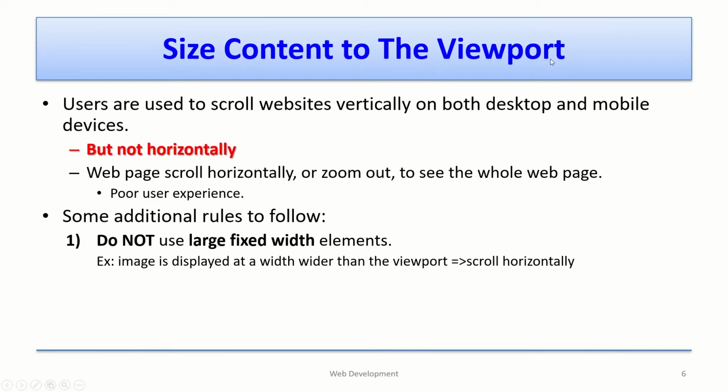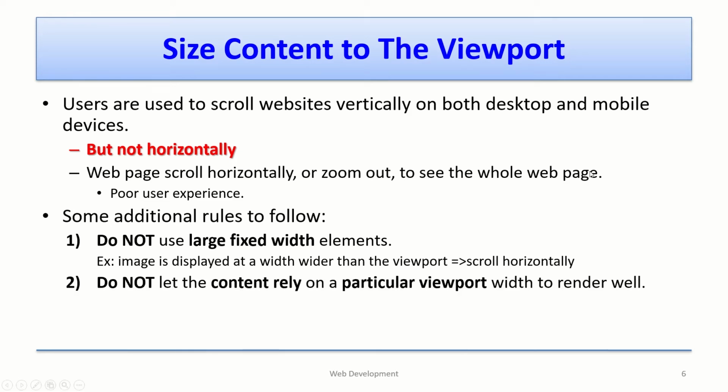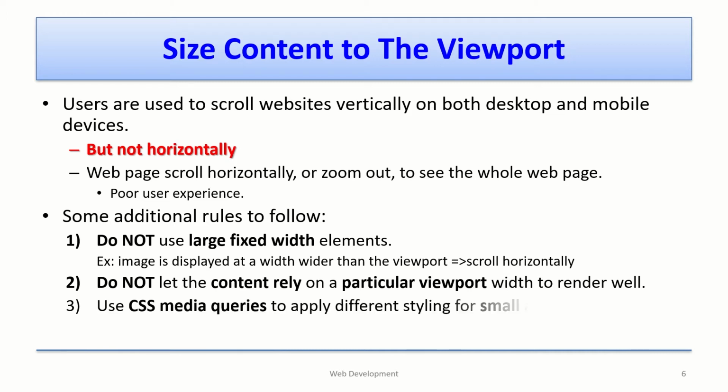So if you set our image wider than this viewport, then we have to scroll horizontally. So that is poor user experience. And do not let content rely on a particular viewport width to render well. All right, so that means we have to think about this viewport. That depends on the device type, right? So you use CSS media queries to apply different styling for small and large screens. So that is very important.